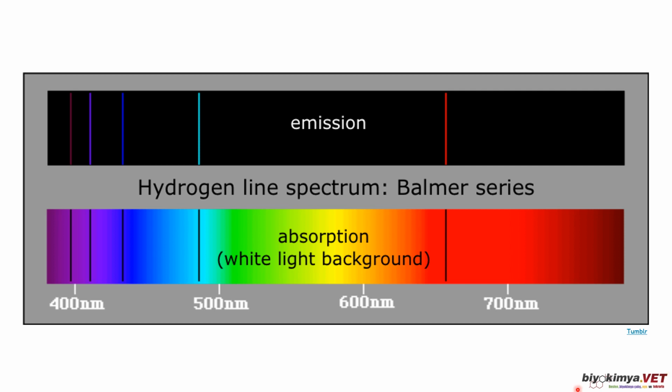In atomic physics, the Balmer series or Balmer lines are the six named series representing the emission spectral lines of the hydrogen atom.